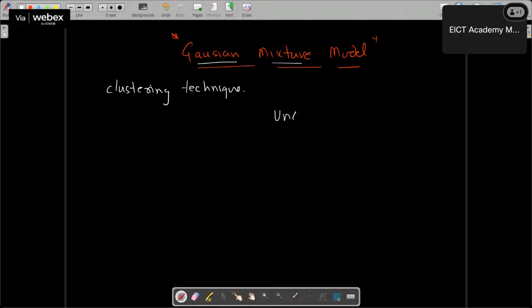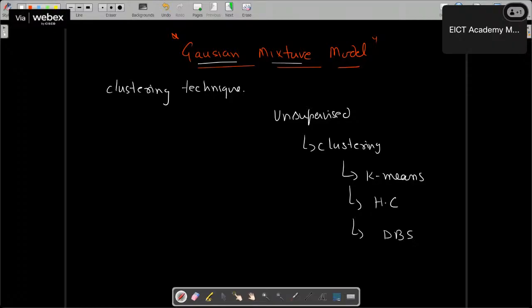So in unsupervised machine learning, there is clustering. Here we had discussed K-means, we had discussed hierarchical clustering, third we had discussed DBSCAN, and the fourth one is today's GMM. This algorithm is based on the normal Gaussian distribution.